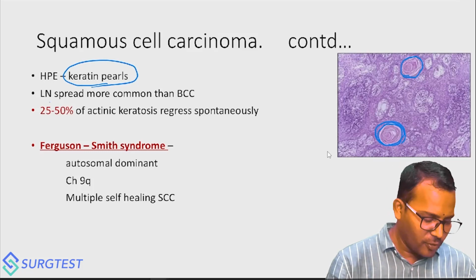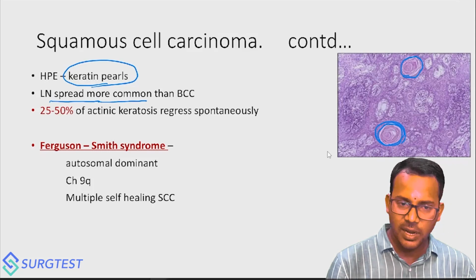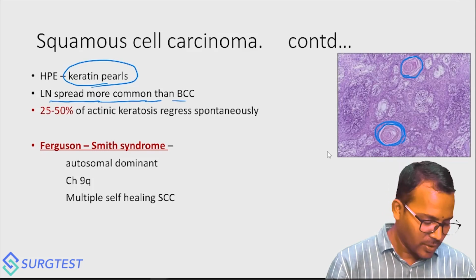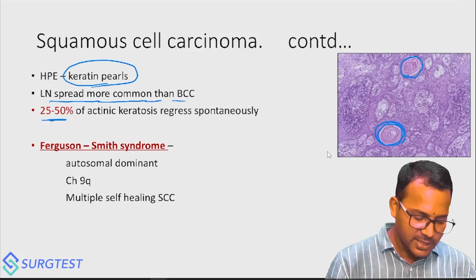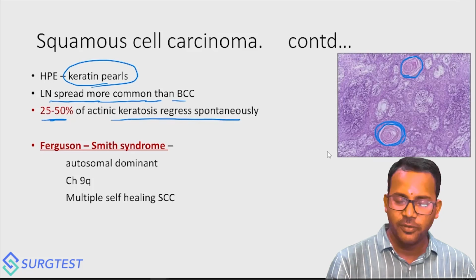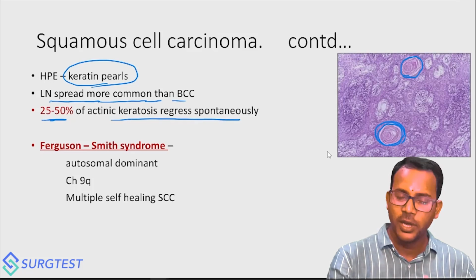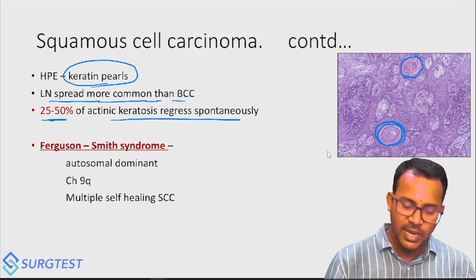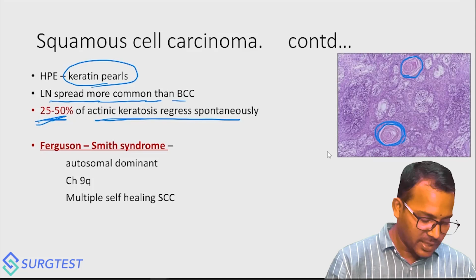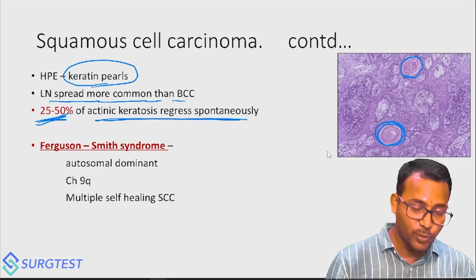Lymph nodal spread is more common in squamous cell carcinoma than in basal cell carcinoma. 25 to 50% of actinic keratosis regress spontaneously. I've told you the first etiological factor for squamous cell carcinoma was actinic keratosis, but however, 25 to 50% of these actinic keratoses regress spontaneously.